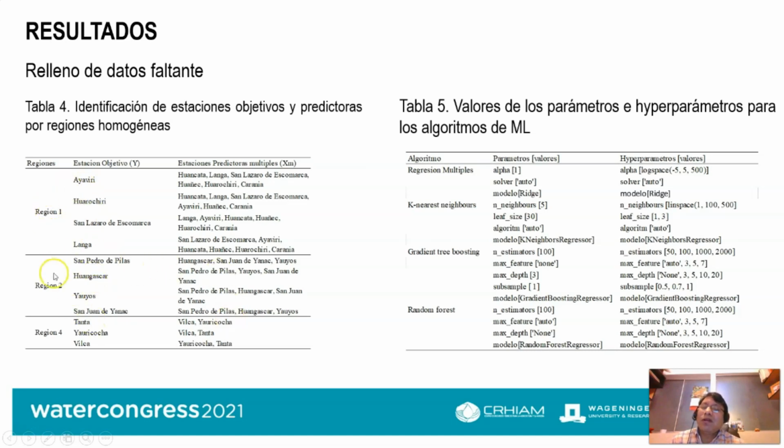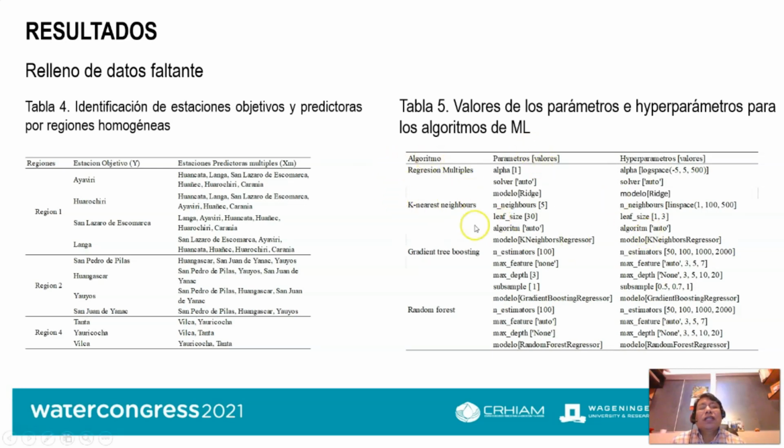So with this, we have 3 regions, because there's one region that I've left out, since there is too much missing data in that one. Here on this table now, we are talking about machine learning basically. You can see that we have 2 groups.